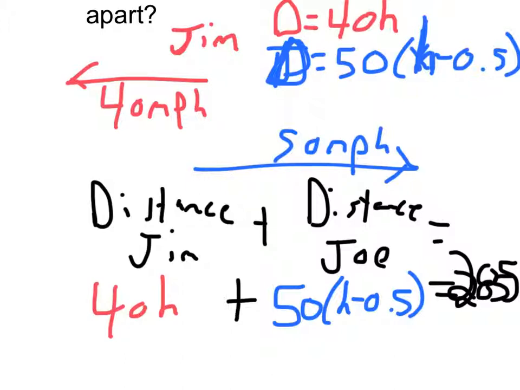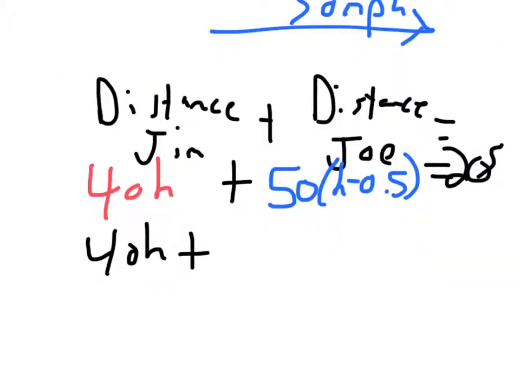Right? And again, we just wrote it out in words first. We knew that the distance Jim's traveled plus the distance Joe's traveled should be stacking up because they're going in opposite directions. You add those up, and their distance needs to be 205 miles apart. So we can solve. I'm going to use the distributive property here and multiply that 50 to everything on the inside of that parentheses.